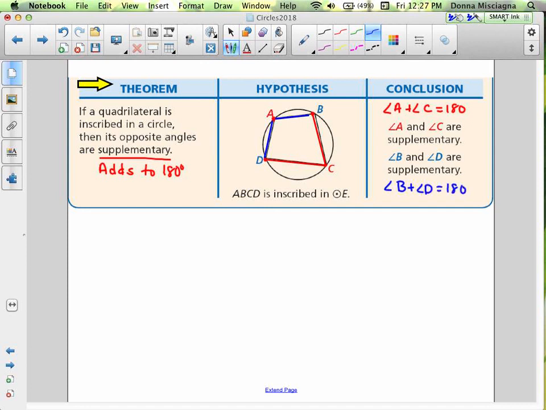And you might be thinking, well, why is that? All right, so let's take a look here at the intercepted arcs. Let's look at one set at a time. So let's first look at angle A and angle C. So this is, best as I can draw it, the intercepted arc for angle A.